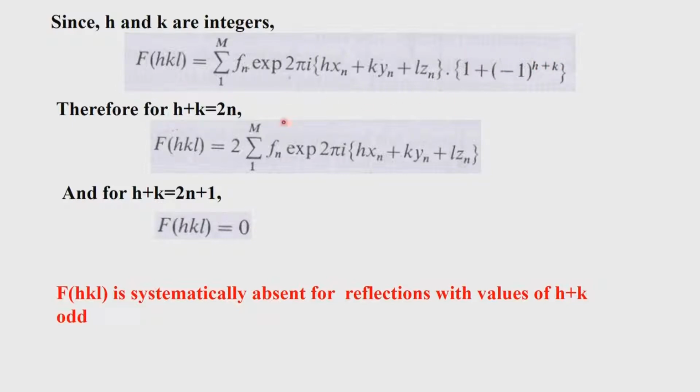If h plus k is even, let us take an example. Suppose we have a reflection in the diffraction experiment which is 1 1 0. So, h equals 1, k equals 1. So, h plus k is what? h plus k is 2. That means it is even, 2 times n with n equal to 1 here.